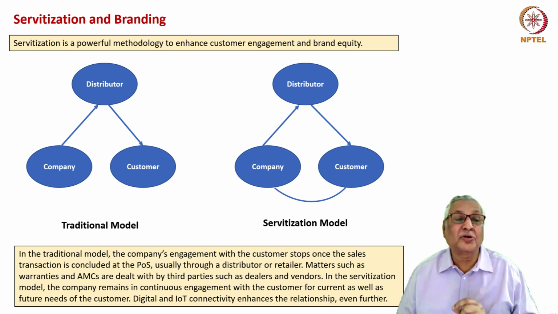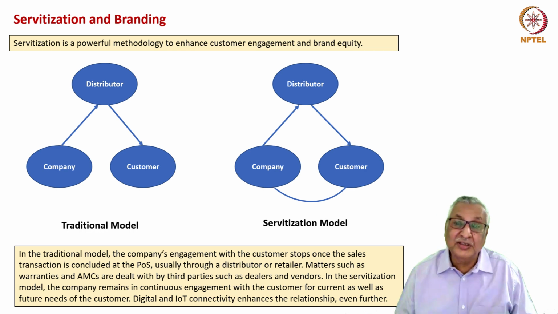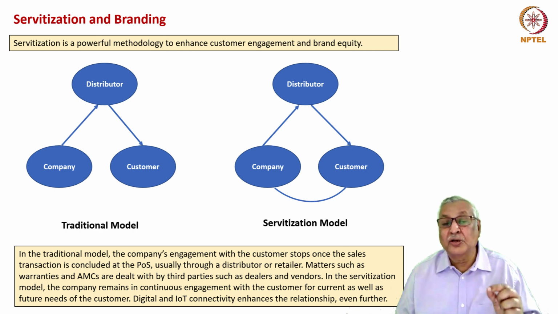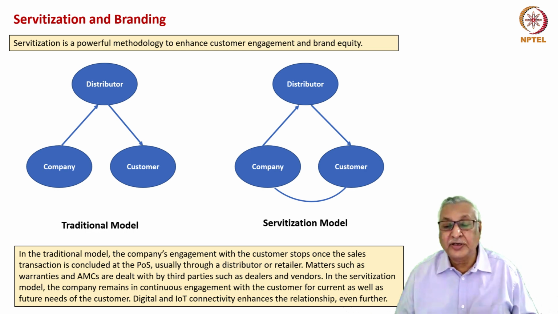Let's look at the traditional model. We have the company. The company sells its products to the customer, usually through a distributor or a retailer, and therefore the transaction ends there. But in the servitization model, the company may still sell the product through the distributor to the customer, but there is a continuous loop of information, collaboration, and communication between the company and the customer. In the traditional model, the company's engagement with the customer stops once the sale transaction is concluded at the point of sale.